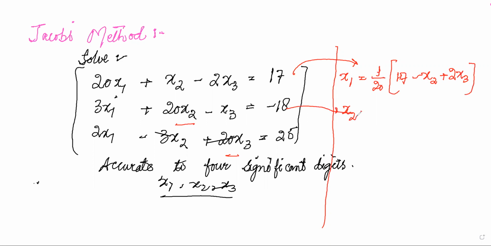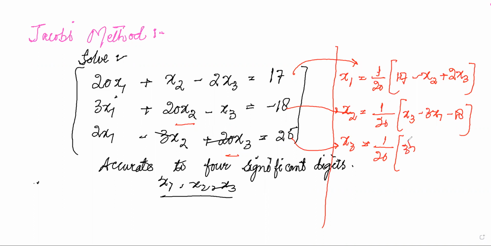From here obtain the value of x2. Our x2 is equal to 1 by 20 times (x3 minus 3 times x1 minus 18). And from this equation obtain the value of x3. The value of x3 is equal to 1 by 20 times (3 times x2 plus 25 minus 2 times x1).